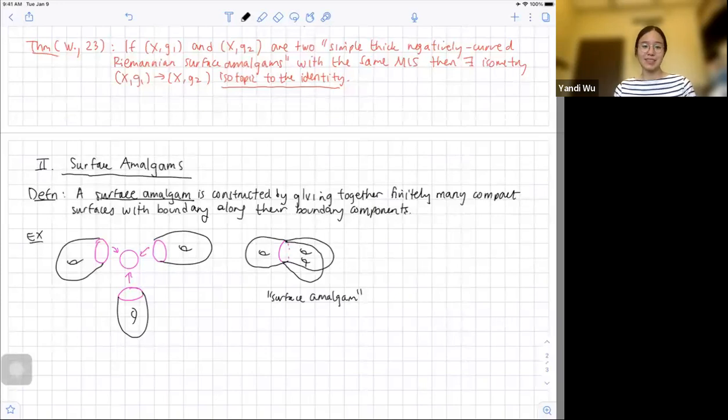And it turns out this is a pretty nicely behaved one. Notice that I had all these assumptions up here. I said that there are simple, thick, and negatively curved Riemannian surface amalgams. So I'll just explain what I mean by that.